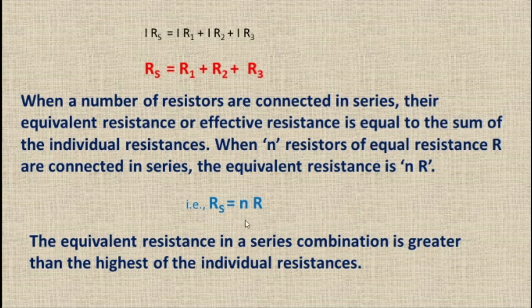RS is the effective resistance, n is the number of resistors, and R is the resistance value, as all the resistors have the same resistance. The equivalent resistance in a series combination is greater than, this is an important point, the highest of the individual resistances. If we compare R1 or R2 or R3 with RS, RS is greater.